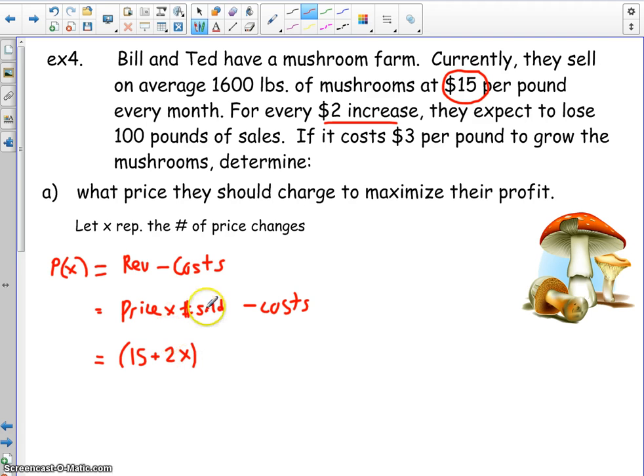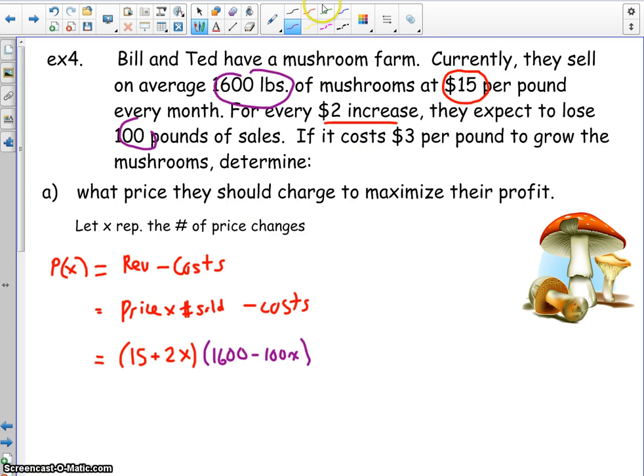Keeping on with that, for our number sold, we start off selling 1,600 pounds of mushrooms. And every time we change the price, we lose 100 pounds in sales. So we're going to go 1,600 minus 100 for every x, for every price change. So that right there gives us our price and our number sold. That takes care of our revenue. And now we just have to deal with our costs.